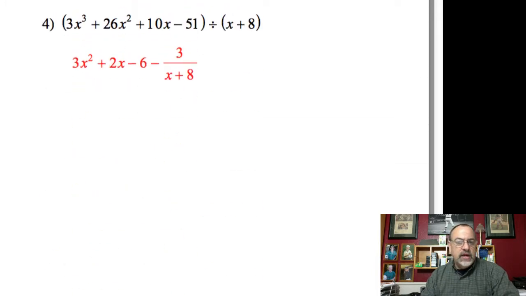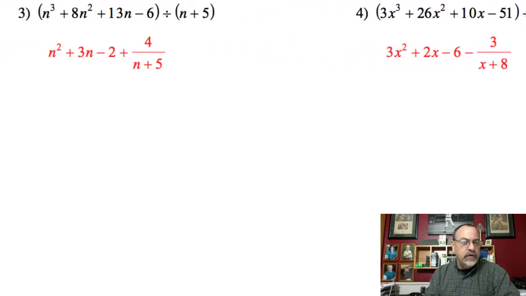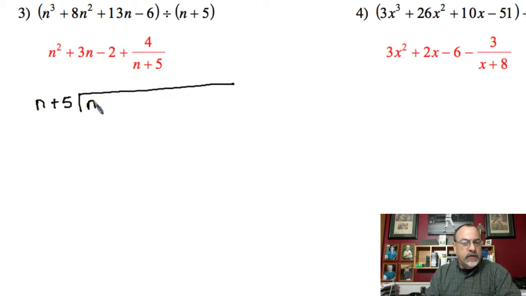I'll do one more on the easy part, and then we'll skip up and maybe take one that's a little bit more difficult. So we're going to take n plus 5 here, and we're going to divide it into n cubed plus 8n squared plus 13n minus 6. So a 3, 2, 1, 0. I have all my powers represented, so I'm okay.